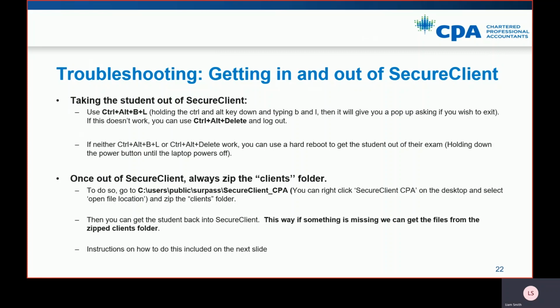If an exam writer experiences a technical issue, such as freezing during the exam, you may need to take them out of Secure Client. The ideal way to do this is by holding down Control, Alt, B, and L, which will produce a pop-up asking you if you wish to exit the software. In some cases, this doesn't work, and you'll need to press Control-Alt-Delete and log out. If neither Control-Alt-BL or Control-Alt-Delete work, you will need to perform a hard reboot, which is done by holding down the power button until the laptop powers off.